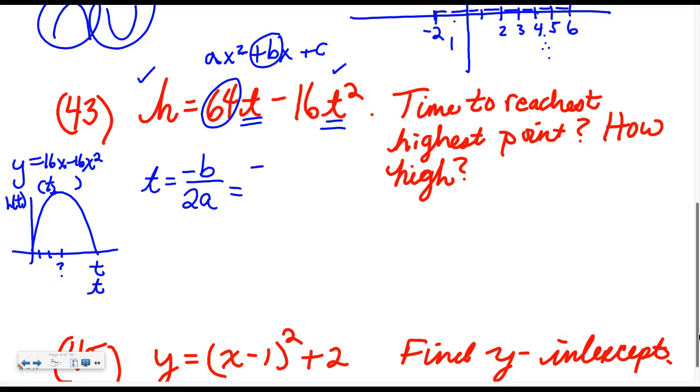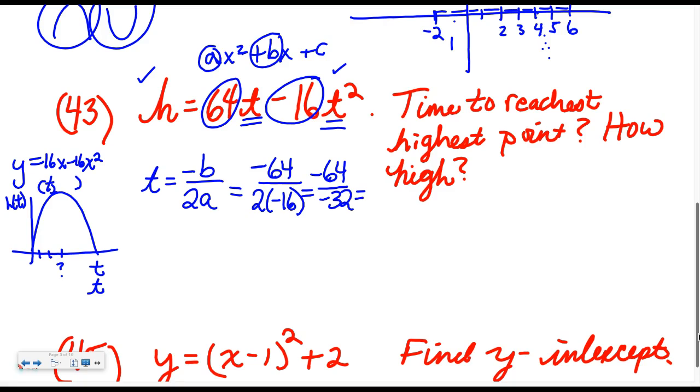So that would be the opposite of b. A is what's in front of the squared term, which would be a -16. So over twice -16. That'd be a -64 over a -32, which gives me a +2. So the time that it takes to reach its highest point would be at t equals 2. And I don't know if this was in seconds or minutes. I'm assuming it was seconds, but I'll just say at t equals 2.